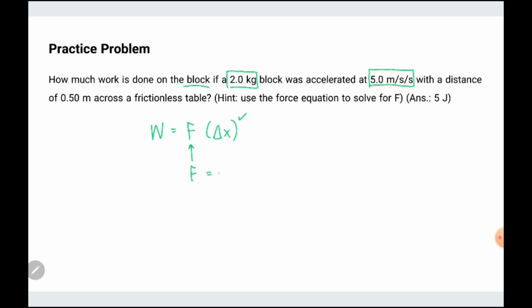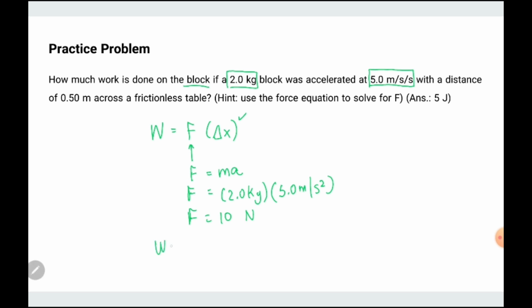To solve that, we will use the equation we derived from the second law of motion, which is force is equivalent to mass times acceleration. So mass is 2 kilograms, which is the mass of the block. The block accelerated at 5 meters per second squared. So 5 times 2 is 10 kilogram times meter per second squared, which is newtons. So the force that is needed to be applied on the block with a mass of 2 kilograms for it to accelerate at 5 meters per second squared is 10 newtons.